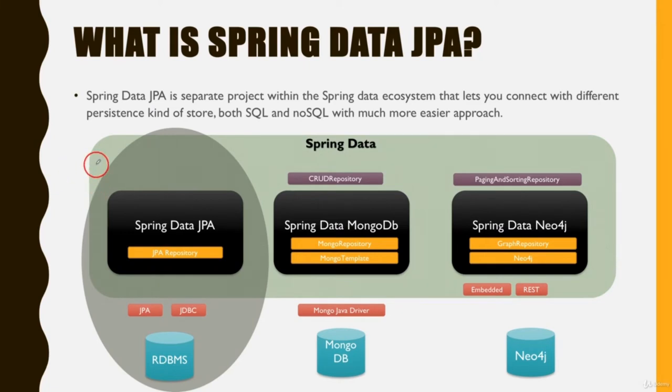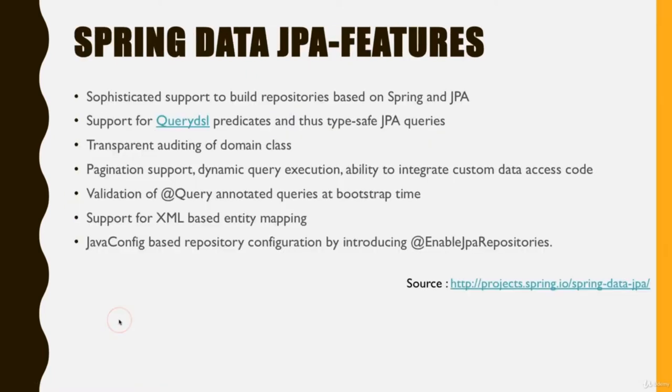So if you see within this ecosystem, this part is the Spring Data JPA, and then you can connect to your relational database using JPA or JDBC, using a JPA repository or JDBC template. So what are the features Spring Data JPA provides?